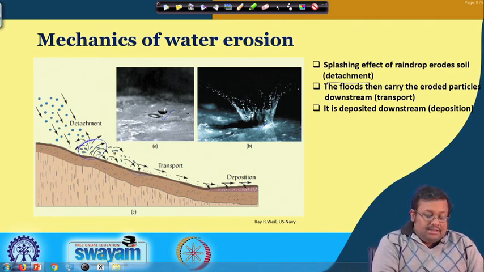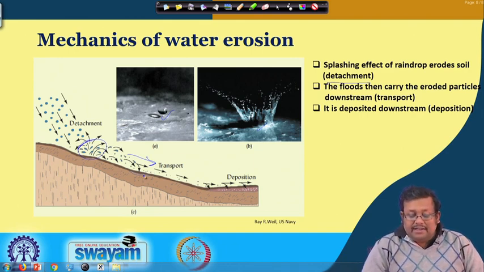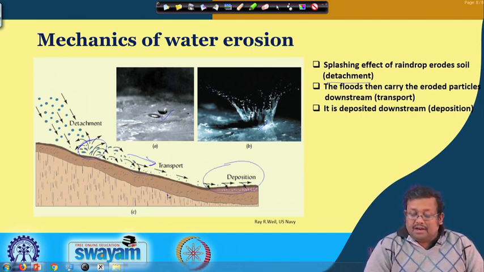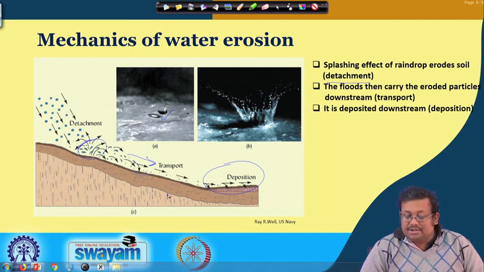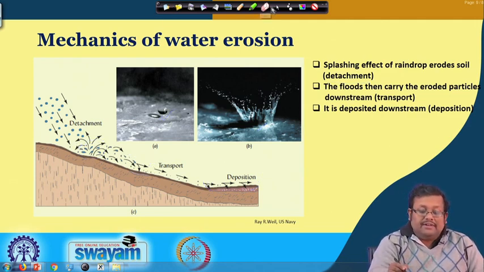As you can see, these eroded or detached particles are carried downstream along with the flood water, and ultimately they will deposit downstream, which is called the deposition process. So basically, the mechanics of water erosion can be explained in terms of these three different processes.